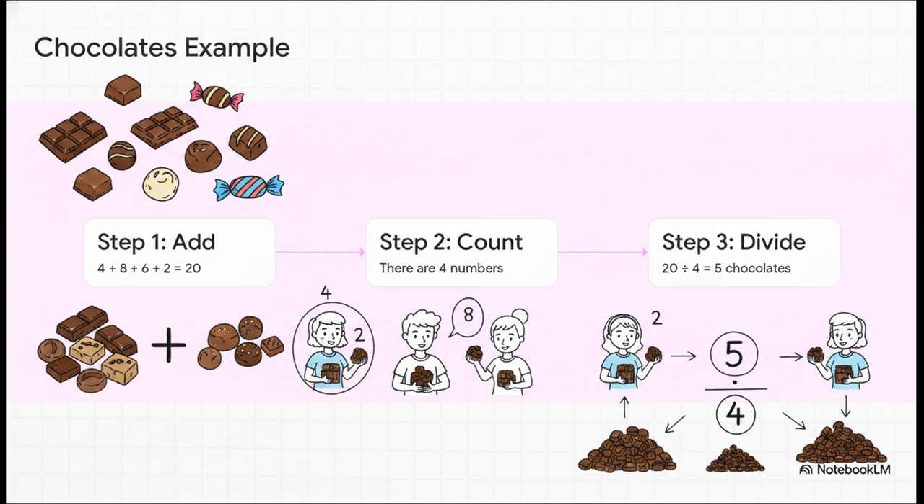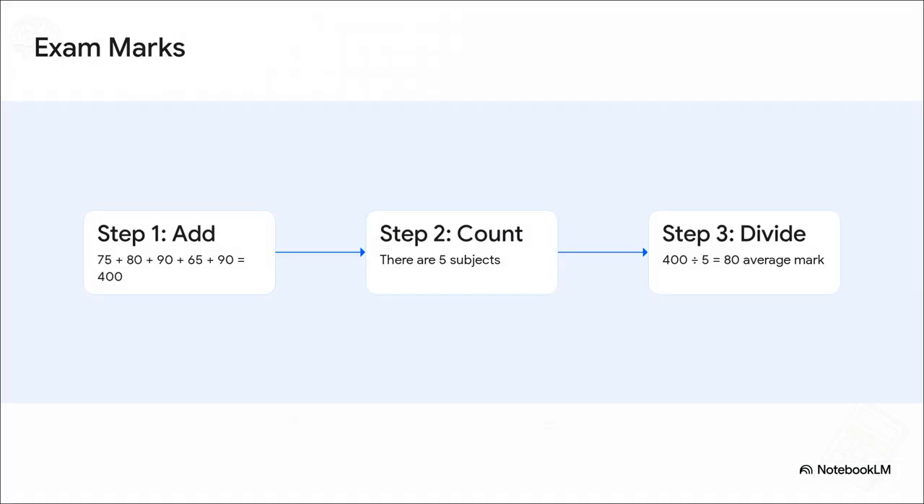Super simple, right? Let's see how this applies to something like a student's report card. Say a student scores 75, 80, 90, 65, and 90 across 5 different subjects. To find their average mark, we do the exact same thing. Step 1, add all 5 scores up, which gives us a total sum of 400. Step 2, count the values. There are 5 subjects. And step 3, divide the sum of 400 by 5.